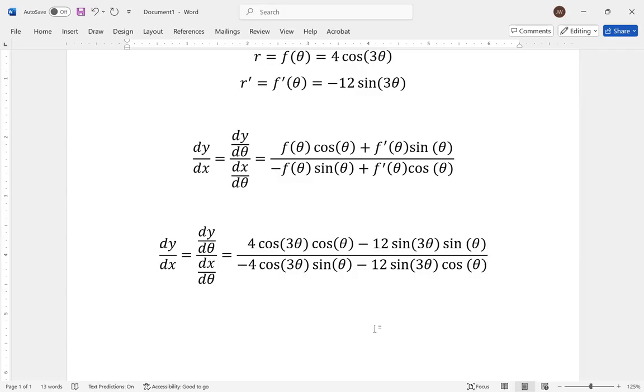And if we wanted to, we could figure out the actual values and get those specific values for the derivative.